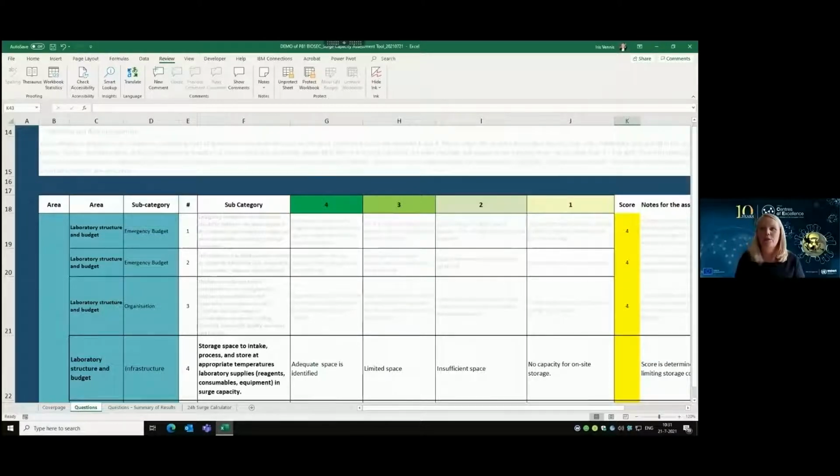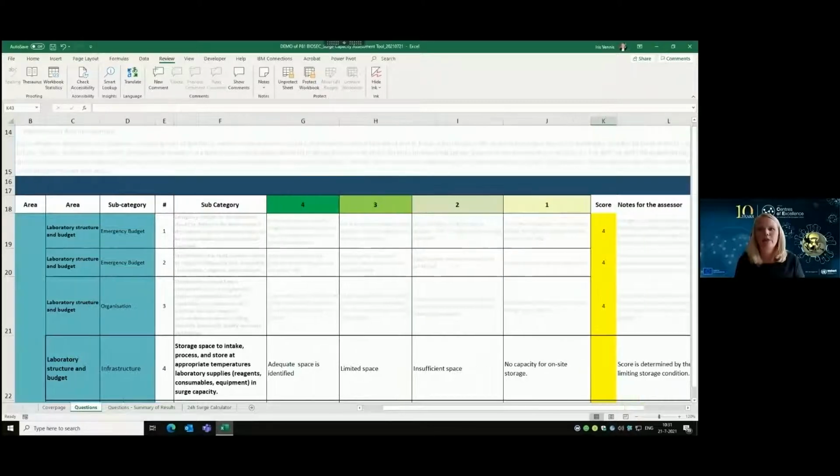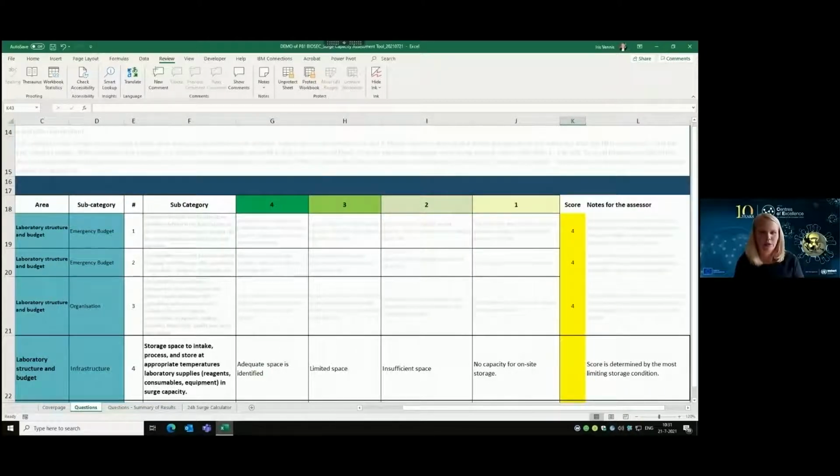And then there's a score box, and again, highlighted in yellow are the boxes where you can enter your values. A little bit to the right, there are notes for the assessor. This gives more information for the assessor on how to score the question. For each question, it is possible to give a score between 4 and 1 or not applicable.